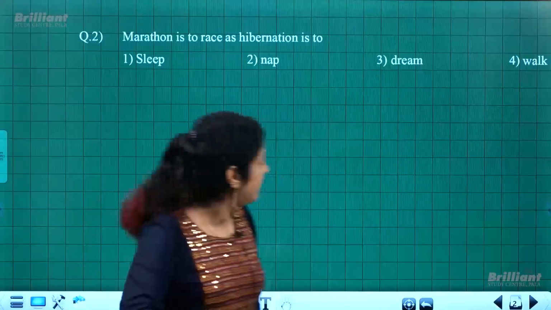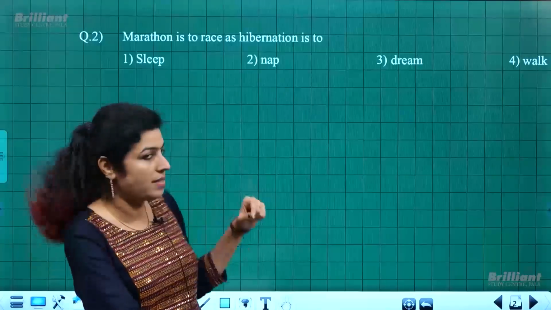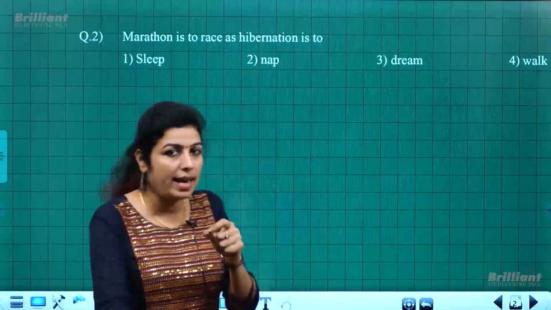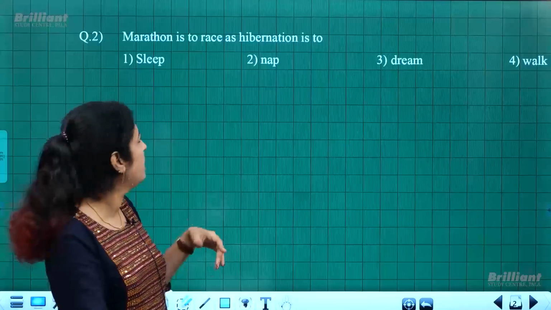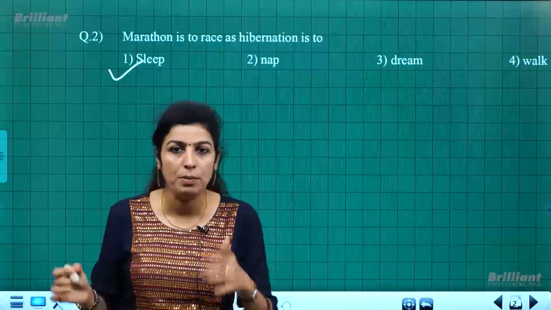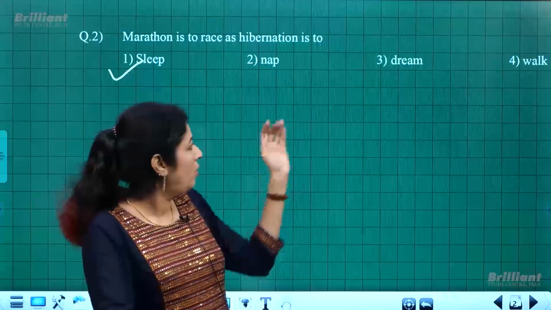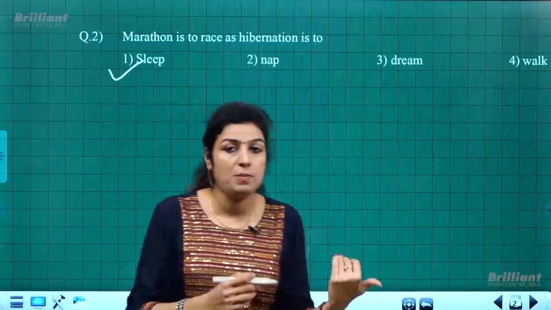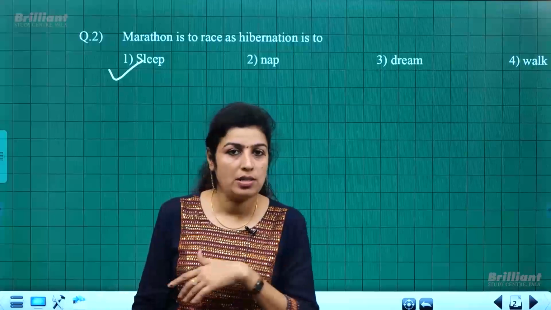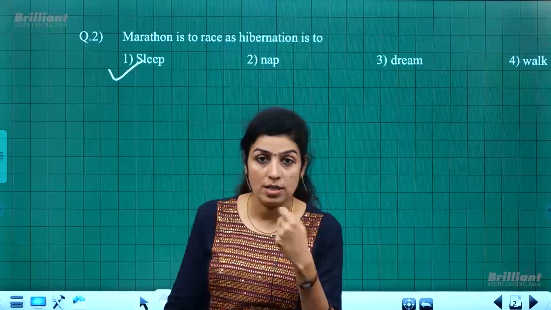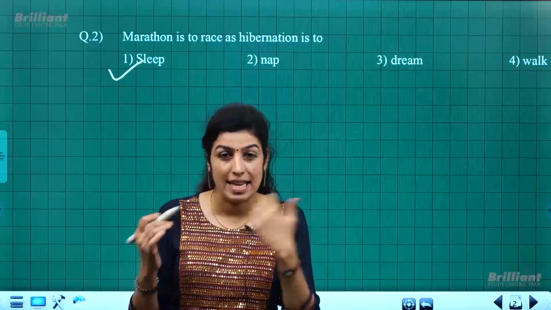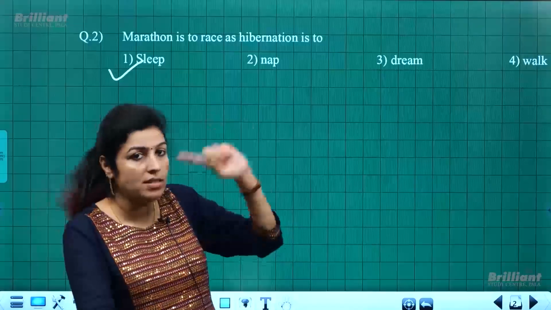Now next is marathon is to race. Marathon is a kind of race, a running race. Exactly likewise, what do we have in hibernation? Of course, it is sleep. There are animals like polar bears that hibernate for a long period. So hibernation is sleep, not any other. It's not a nap. You know the difference between sleep and nap. A nap is like in the afternoon after lunch, a power nap, not sound sleep, not deep sleep, just a light sleep. Hibernation is deep sleep.